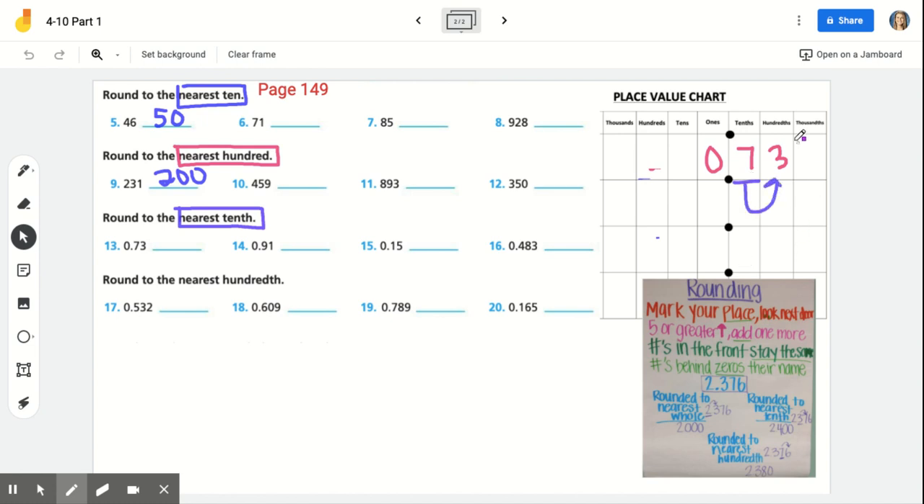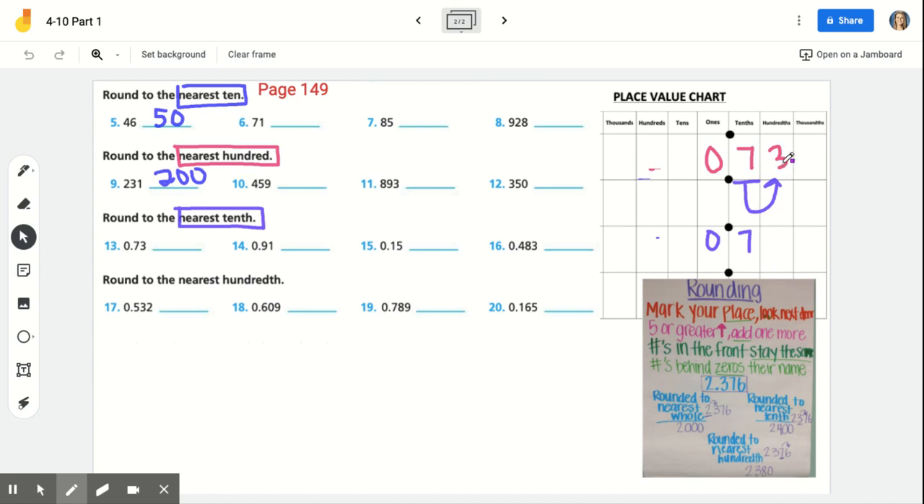We're asking ourselves, 5 or greater, add one more. Is 3 5 or greater? It is not. So that means, 4 or less, the 7 we're going to let rest. It's not going to change. So underneath, we're going to keep 7 the same. Numbers in front stay the same. Numbers behind become zeros.